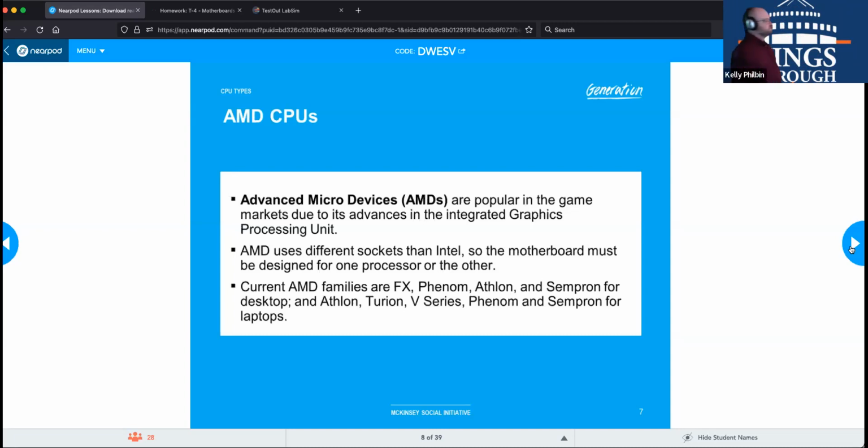The families of chips within AMD are the FX, Phenom, Athlon, and Sempron for desktops, and then you have the Athlon, Turion, V-Series, Phenom, and Sempron for laptops. Again, you don't need to memorize every chip that's out there, but you should be familiar with the families so that you can instantly associate each with one type of chip or the other.